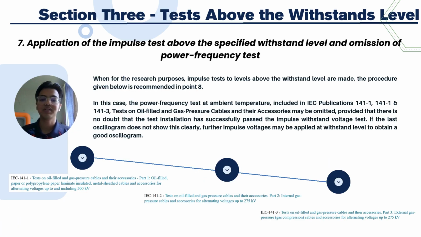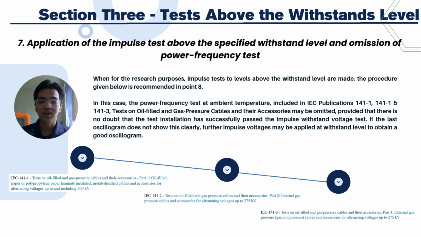When, for research purposes, an impulse test to a level above the withstand level is made, the procedure given below is recommended and will be described in point 8 hereafter. In this case, the power frequency test at ambient temperature included in IEC publications 141/1, 141/2, and 141/3, and tests on oil-filled and gas pressure cables and their accessories may be omitted, provided that there is no doubt that the test installation has successfully passed the impulse withstand voltage test.